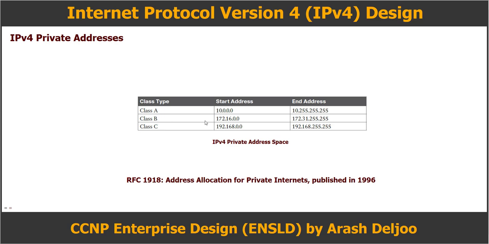After that, we have 16 ranges in the class B, 172.16.0.0 to 172.31.255.255, and finally, you know that we have 256 networks in the class C, 192.168.0.0 to 192.168.255.255. We call this range private IP addresses, and all of the other IP addresses in class A or class B and class C are called public IPv4 addresses.